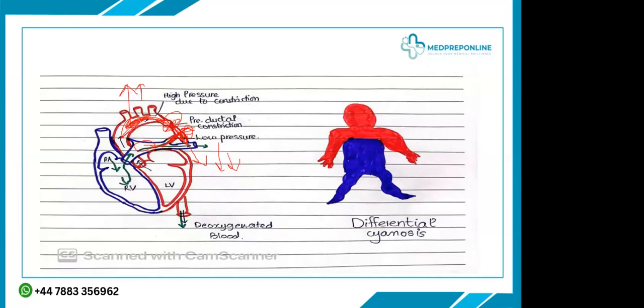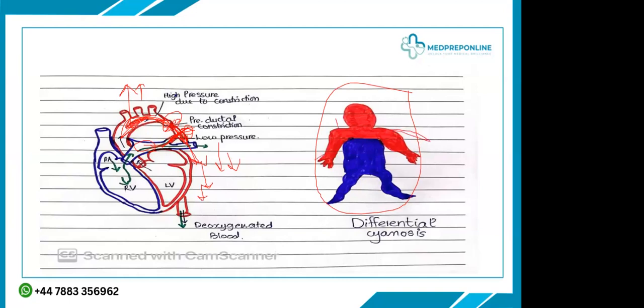So the deoxygenated blood is going into the systemic circulation, which is supplying the lower limbs. So you will see this Spider-Man. Just remember this Spider-Man. I have tried to make it for you. I am not that good at drawing, but I have made it so that you can remember that this is the differential cyanosis.